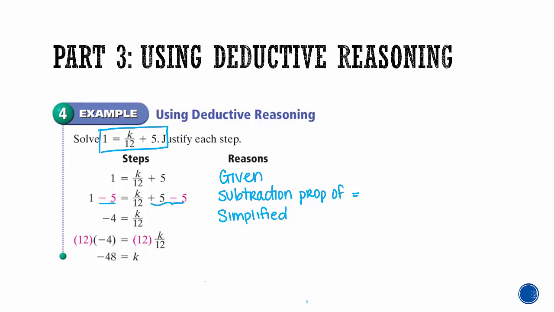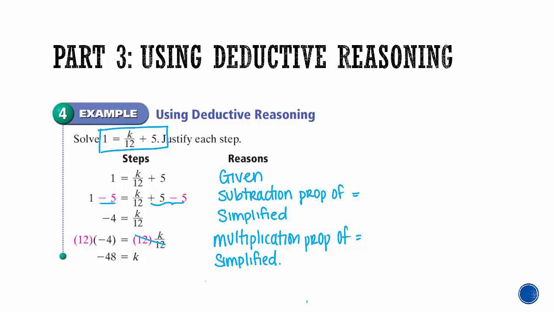And then we can see down here, this next bit of pink, they multiplied by 12 because their goal, remember, is to cross those two things out. So this is the multiplication property of equality. And then finally, they actually multiplied both sides by 12. This side we saw crossed off, and then this side they multiplied 12 and negative 4 to get 48. So again, they simplified.